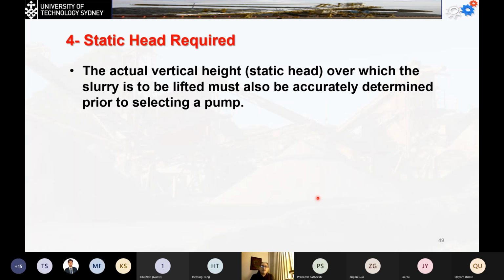So we need to determine something called the static head requirements. Static head is the actual vertical height. So if I am going to pump from the bottom of the valley to the top of the mountain, or the hill, for example, and I have a height of 150 meters, this will be the static head required, the actual vertical height over which the slurry is going to be lifted, and it must be accurately determined prior to the pump selection.